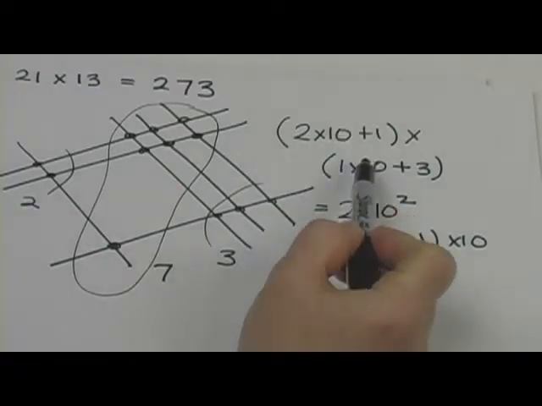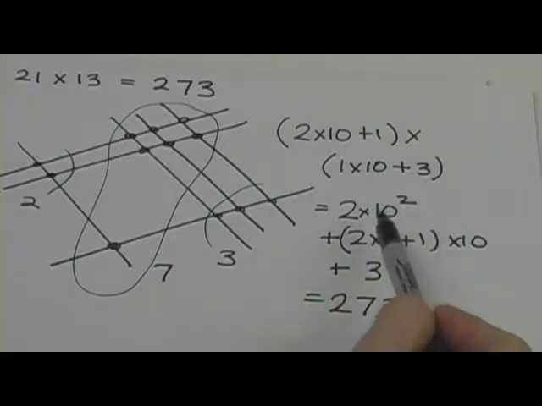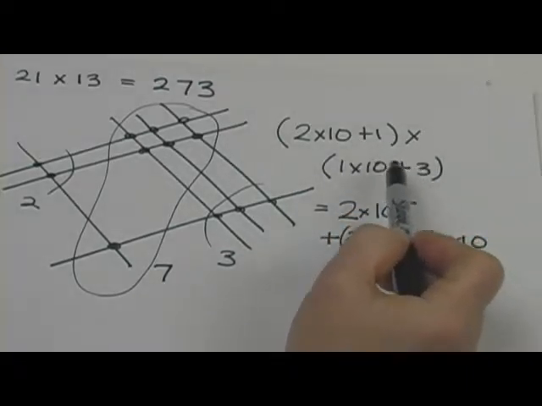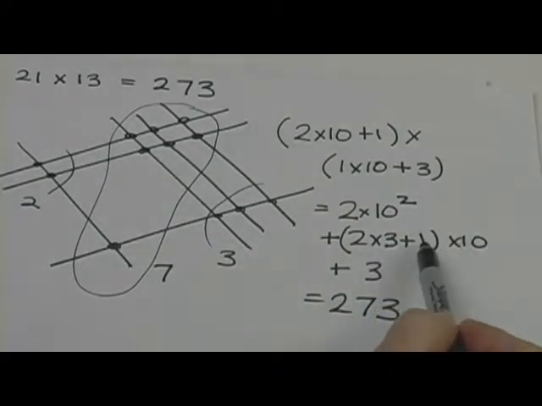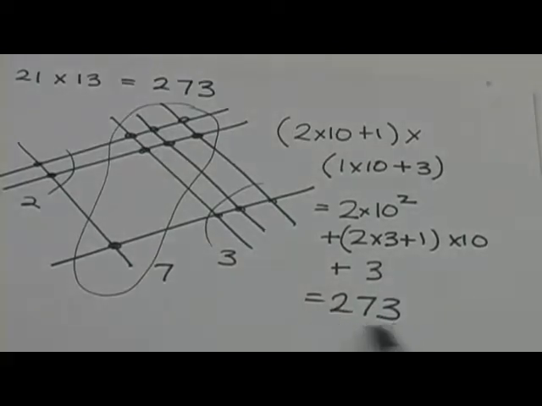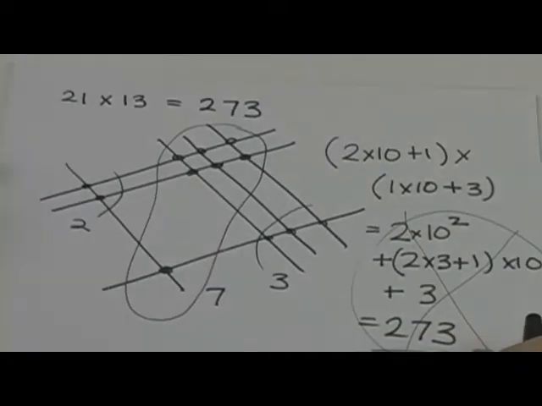So when we multiply this out longhand, I've written it out here so you can see it. If we multiply 2 times 10 times 1 times 10, we're going to get 2 times 10 raised to the second power. And then we're going to get 1 times 1 times 10 multiplied by 3 times 2 times 10, which is 2 times 3 plus 1 times 10. So that's going to be in here. And then the last part is just going to be 1 times 3, which is 3. So the answer is 273. Now this may seem a bit confusing, which is why I wouldn't recommend thinking about the problem this way, but rather this way.